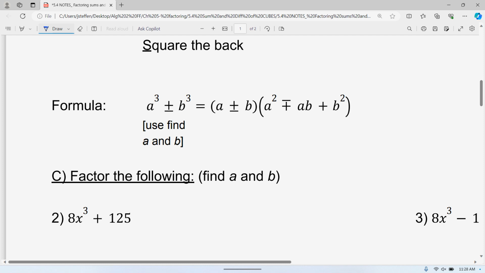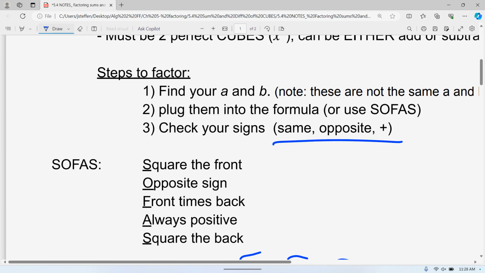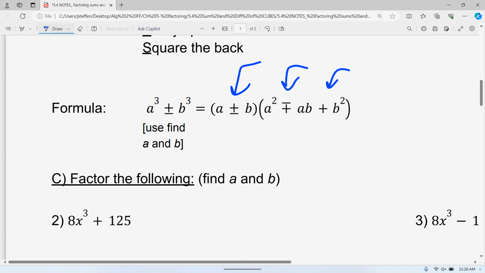So when I'm looking at my answer, I'm looking at these signs, and those are the ones I was talking about when I said check your work and you should have same, opposite, plus every time. Whichever sign you start with, this one should be the same, this one should be the opposite, and this one's always plus. That's what I mean when I say check your signs.